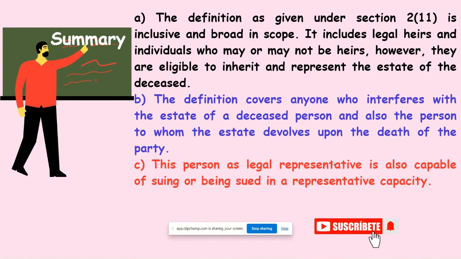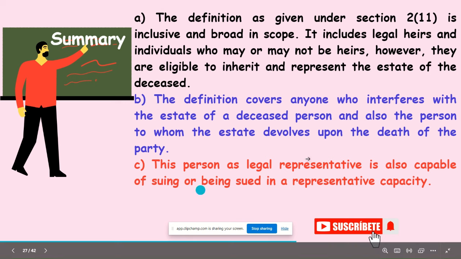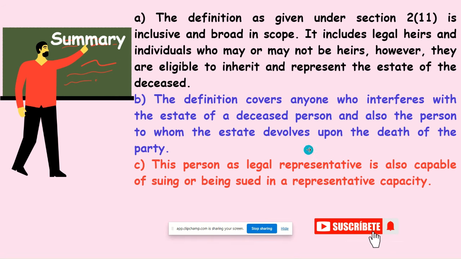Now we see the summary so far as legal representative is concerned. The definition as given under section 2(11) is inclusive and broad in scope. It includes legal heirs and individuals who may or may not be heirs. However, they are eligible to inherit and represent the estate of the deceased. The definition covers anyone who interferes with the estate of the deceased person and also the person to whom the estate devolves upon death of the party.